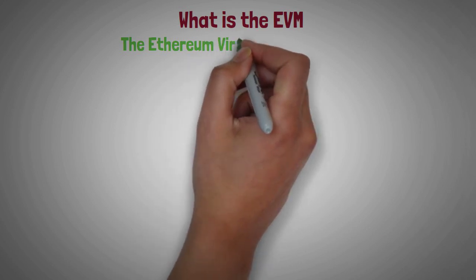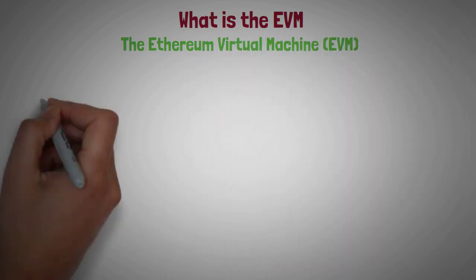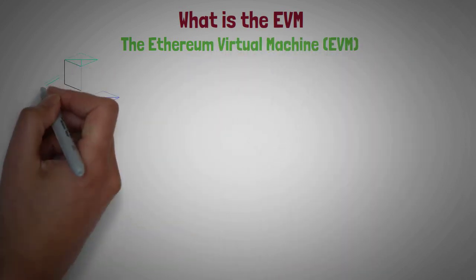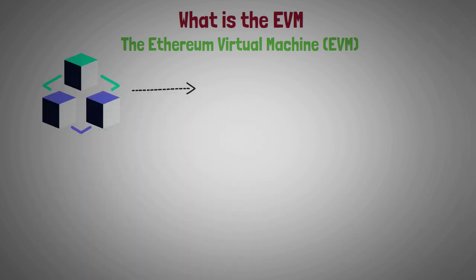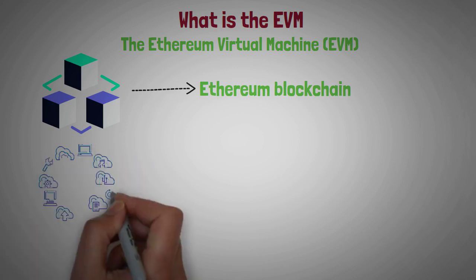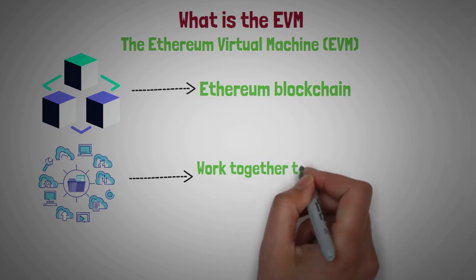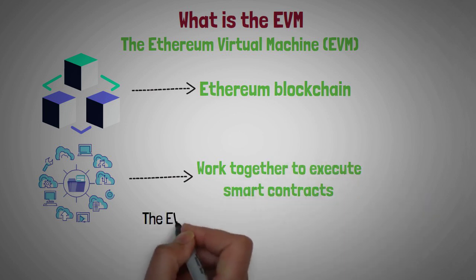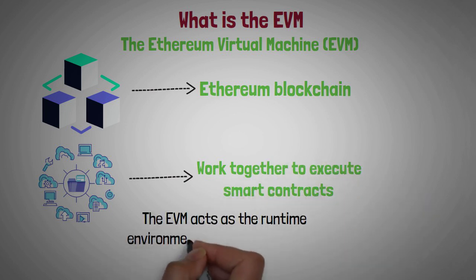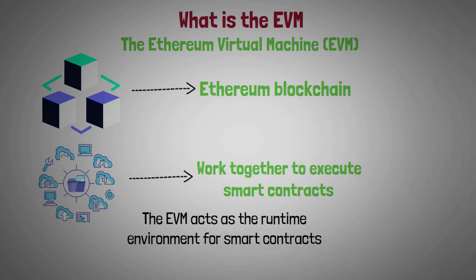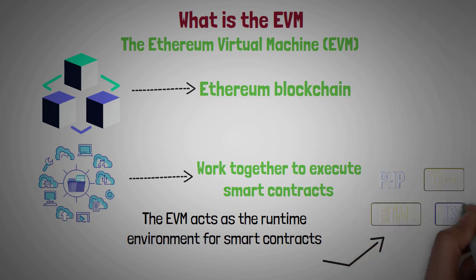The Ethereum Virtual Machine, EVM, is a decentralized computing environment that runs smart contracts and processes transactions on the Ethereum blockchain. It functions as a global cloud computer composed of thousands of nodes, individual computers, that work together to execute smart contracts. Essentially, the EVM acts as the runtime environment for smart contracts, enabling developers to create decentralized applications, dApps, using programming languages like Solidity.